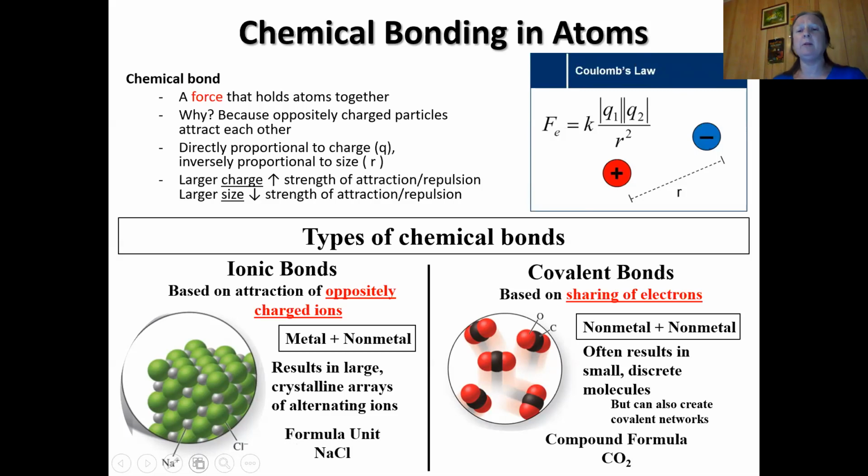Covalent bonds, on the other hand, have some very big differences. First of all, it's nonmetal and nonmetal. It is the sharing of electrons. These are not ions coming together. These are just regular elements coming together, and they complete the octet, the 8 filled shells, by sharing.